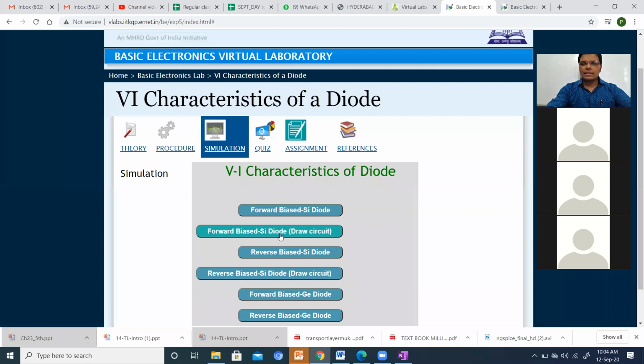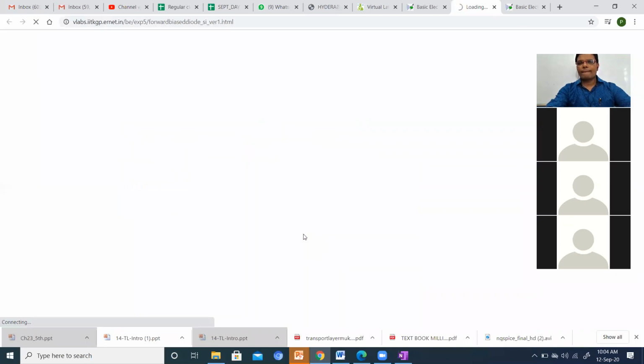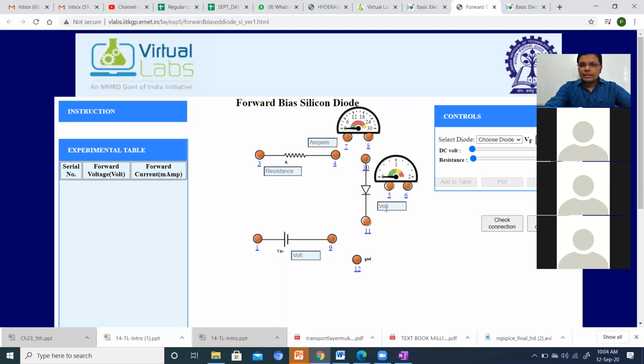Click on forward bias silicon diode, draw circuit. They will provide the components. We have to draw the circuits. They have given the components: resistor, voltmeter, ammeter, and the power supply, RPS. So we have to draw the circuit. This is the power supply circuit. Connect the power supply circuit to the resistor. According to the circuit I gave, just connect it.